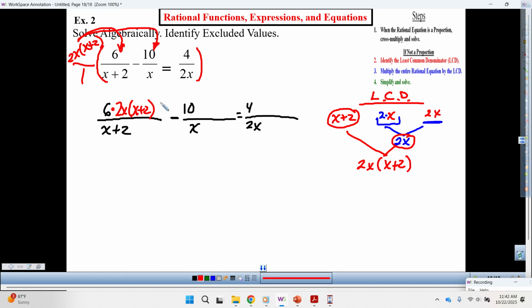Now the next one. Times 2x, x plus 2. And at the end, times the 4. That means times 2x, x plus 2. Do I need to write the 1 on the denominator? No, right? What is 1 times x plus 2, 1 times x, and 1 times 2x. All right. How are we doing? Good, Mr. Q. We love these.